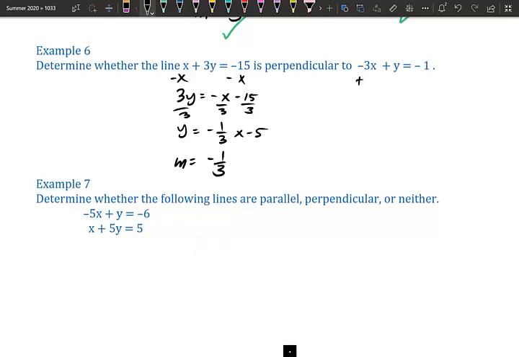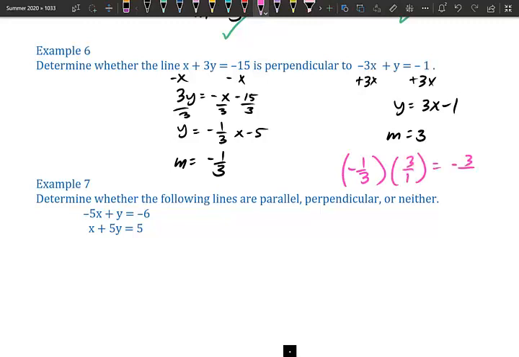Our next one, we're going to add 3x over to both sides. So we have y equals 3x minus 1. So that means our m is 3. To check them, we multiply. So negative 1/3 times 3 over 1. That's negative 3 over 3, which is negative 1. So these are perpendicular.